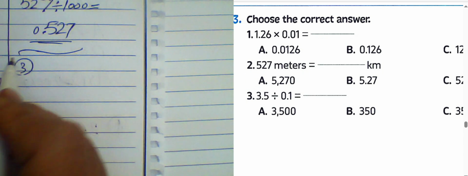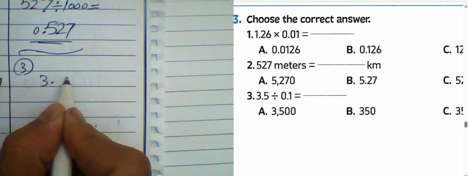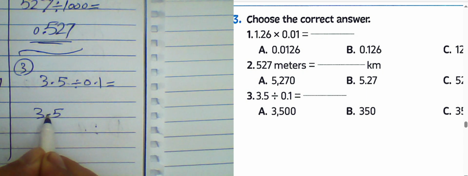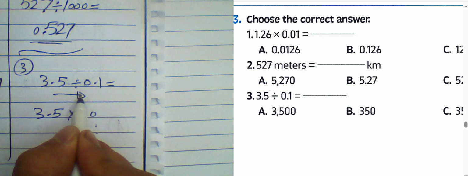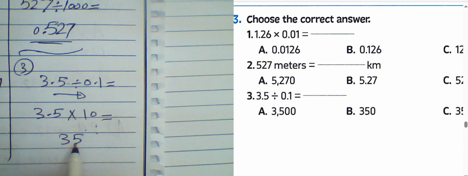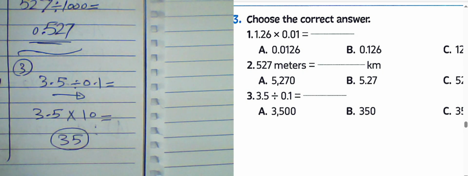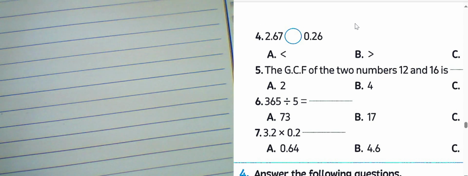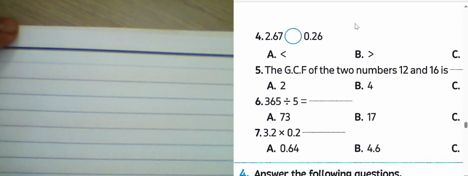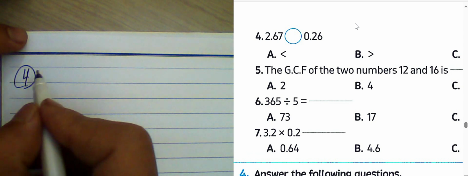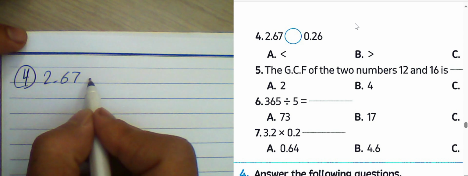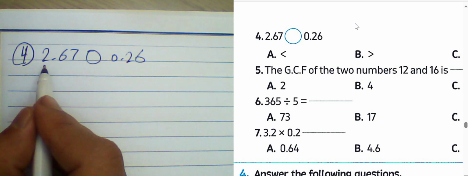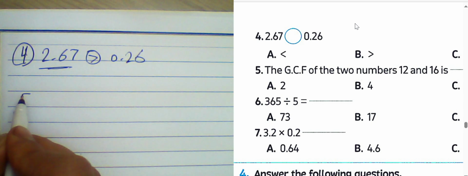Question number 3. 3.5 divided by 0.1 will be 3.5 product by 10. Move the point right hand side by 1 place. And the result will be 35. Next example. Number 4. We have 2.67 and 0.26. In this example, 2 greater than 0, then this number will be greater than.